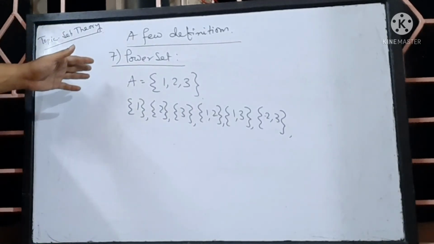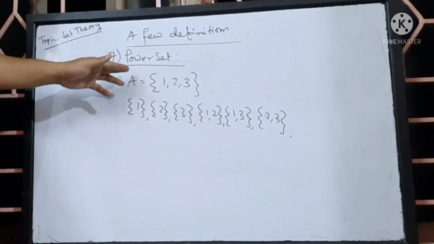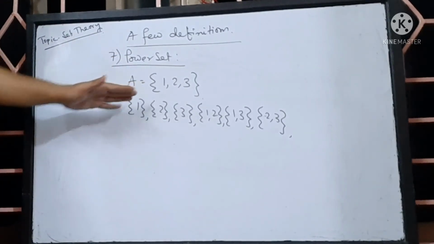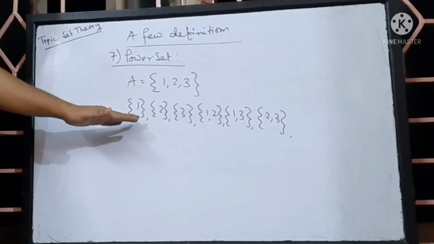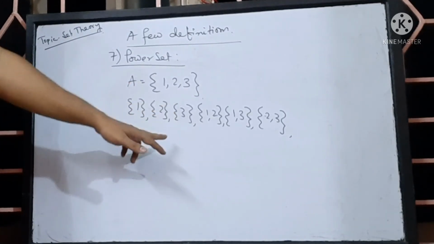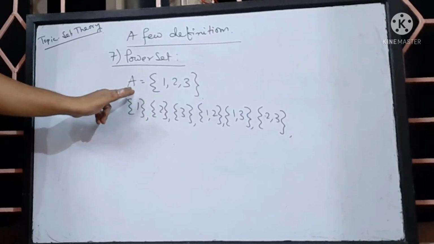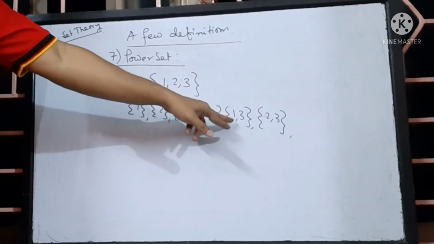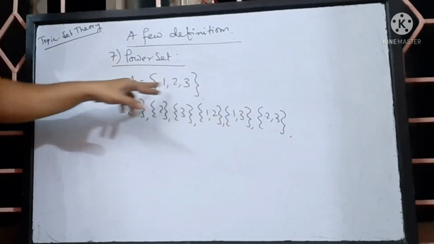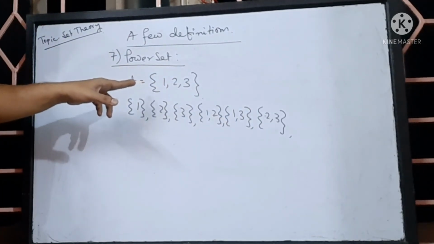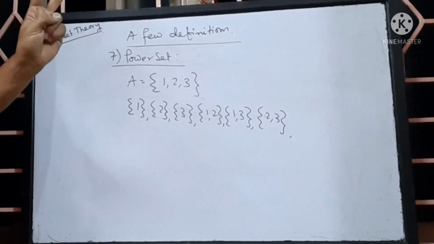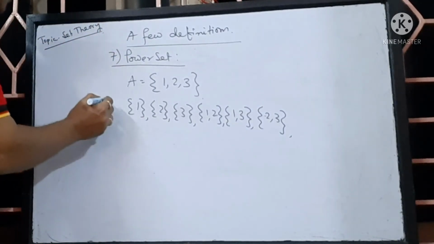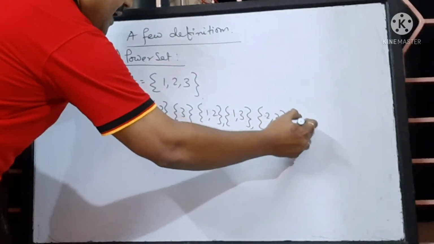Move on to a very interesting definition, the power set of a set A. We have taken a set A of elements 1, 2, 3. Simply you can see the three singleton sets {1}, {2}, {3}. These are the subsets of A. If we take {1, 2} as a set, this is also a subset of A. {1, 3} is a subset of A. {2, 3} is also a subset of A. There are two other subsets of A, which are phi and A itself.